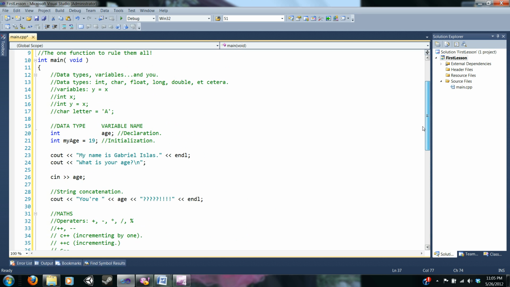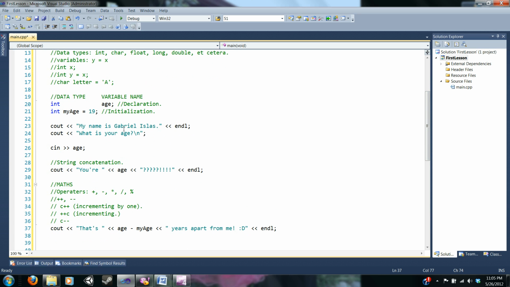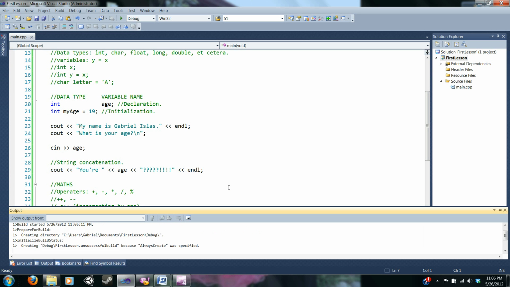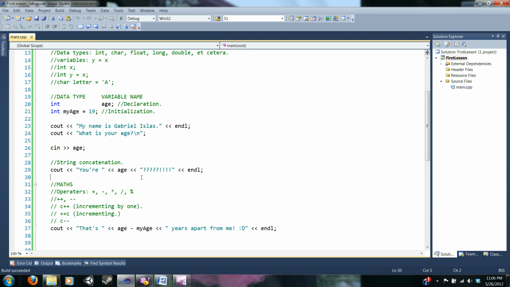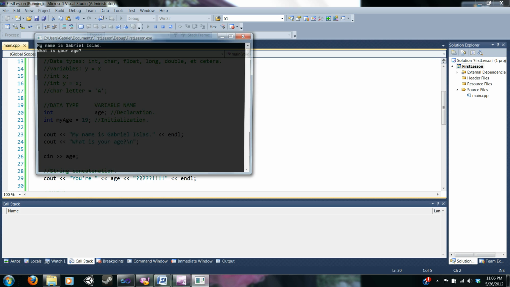So basically what this code is going to do is display my name, and then enter a new line, and then ask the person's age and enter a new line again, and then they have to type in their age before it continues. Once they do that, after they hit enter, they're going to see their age shown after concatenating. And then they're going to get how many years apart they are from my age, which is 19. So I'm going to go ahead and compile with F7. And it succeeded. No baddies from this one. And then I'm going to hit F5 to run the code.